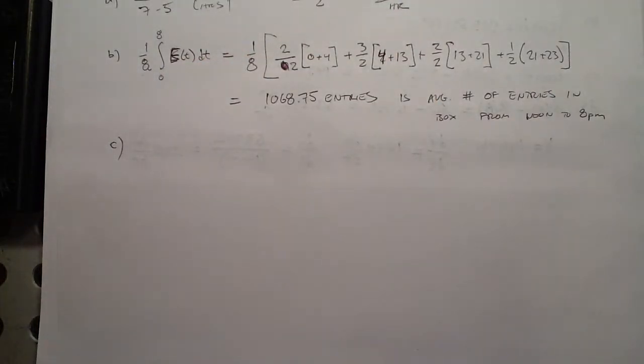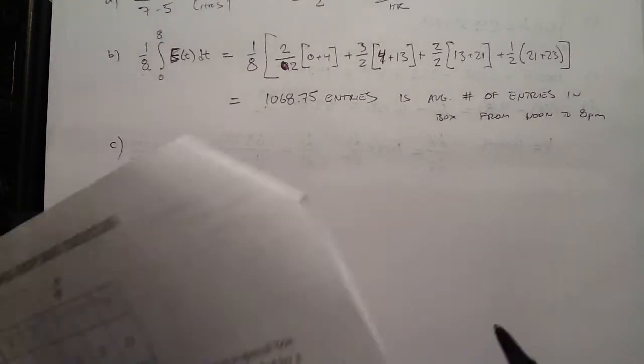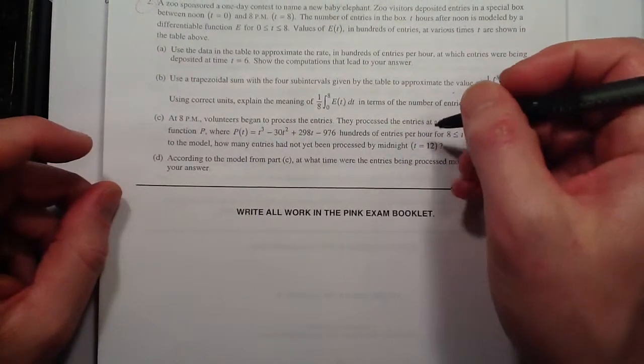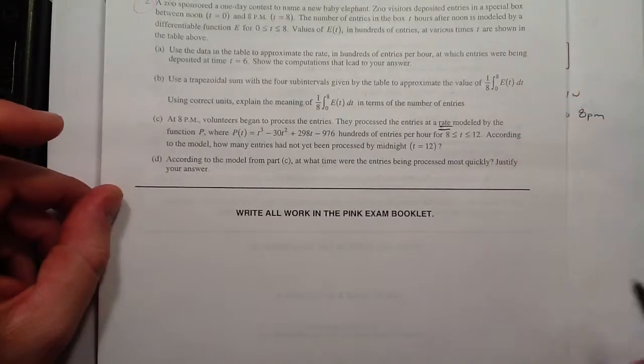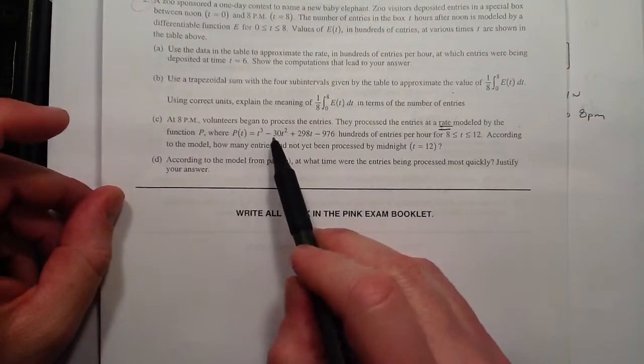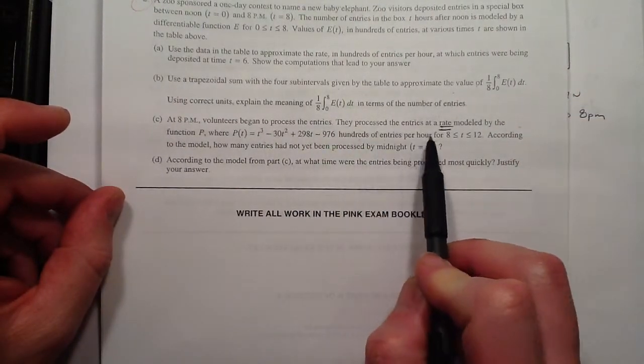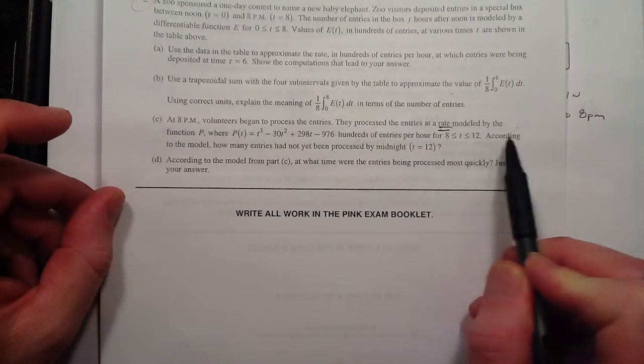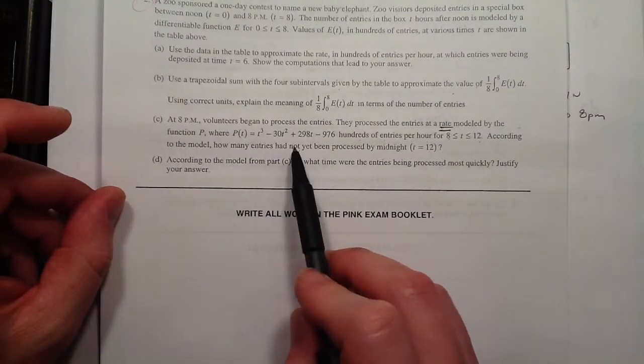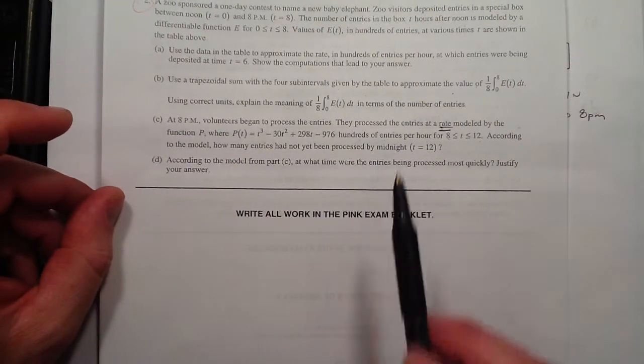Part C, at 8 p.m. volunteers began to process the entries. They processed the entries at a rate modeled by the function P. Now this is a rate. Right? At this many hundreds of entries per hour for 8 to 12. According to the model, how many entries had not yet been processed by midnight?